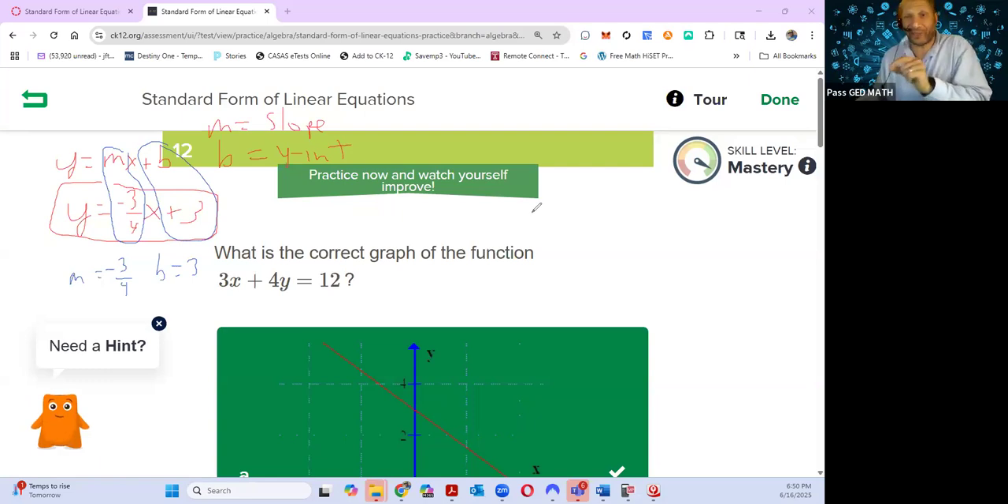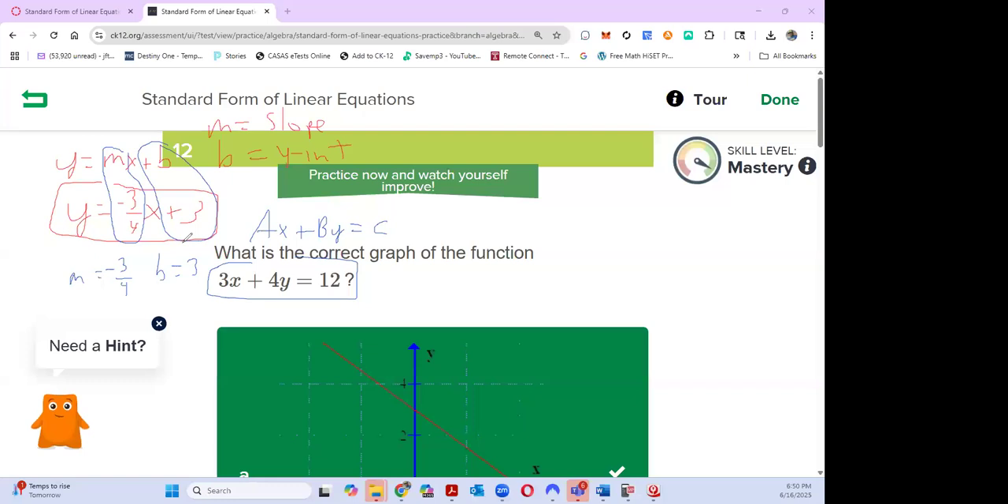Standard form is a little different. Standard form looks like this: AX plus BY equals C. They're not the same thing. These equations do not look the same, but they're the same equation.